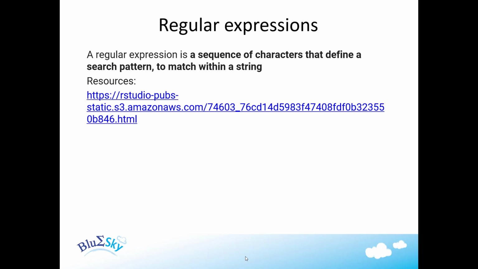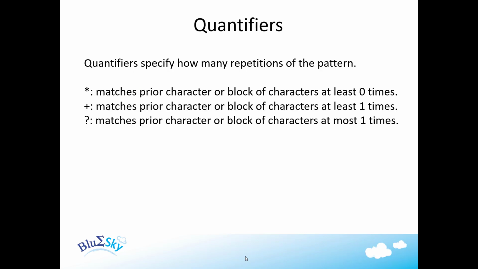This is a very useful resource, but definitely let's continue to proceed with discussing this at a high level. So when you define regular expressions, you have quantifiers, and quantifiers are special characters that allow you to specify criteria. For instance, an asterisk in a regular expression means match the prior character or the prior block of characters at least 0 times. And you'll see this in an example.